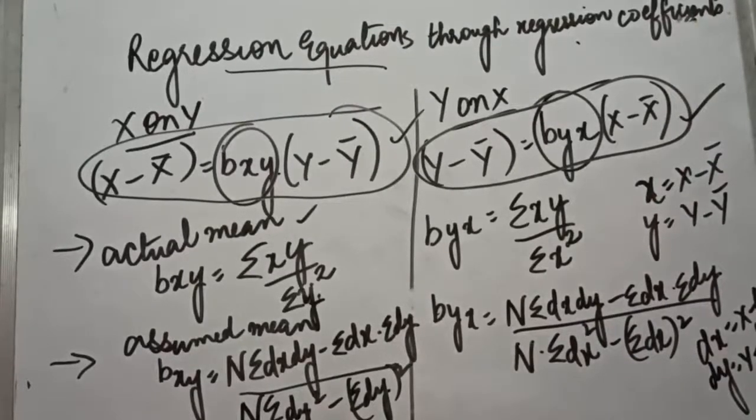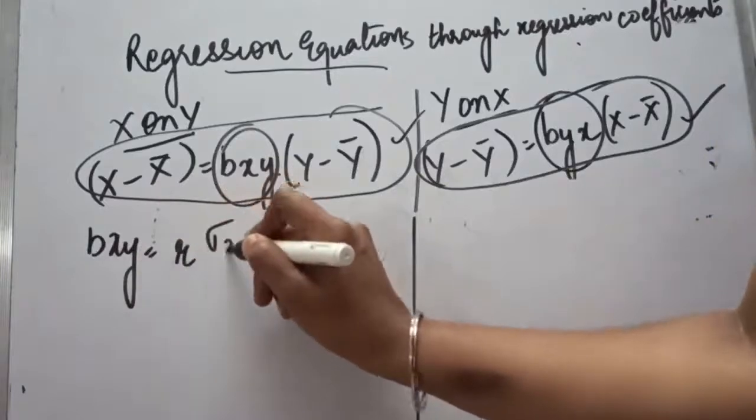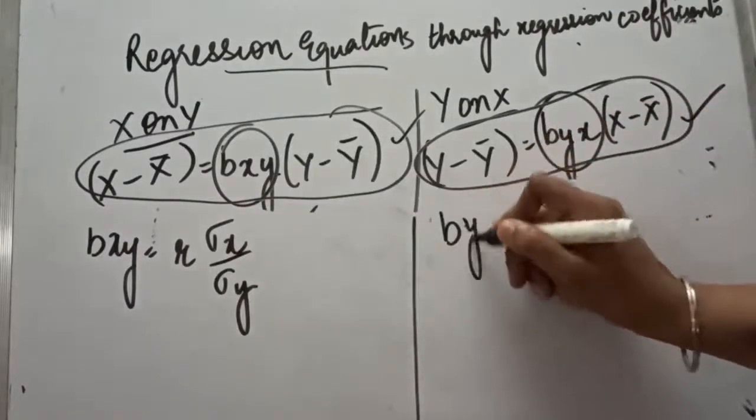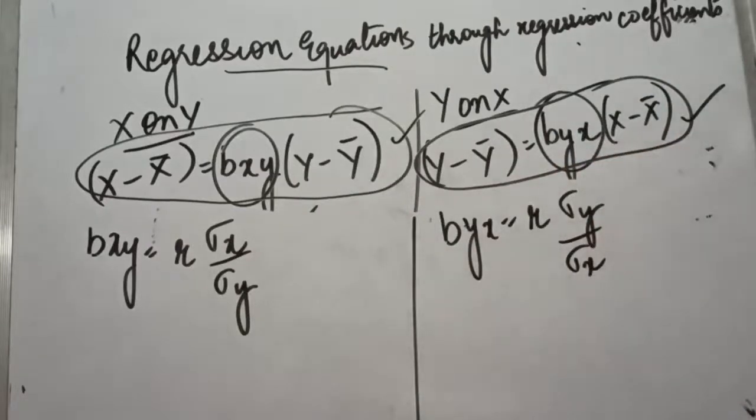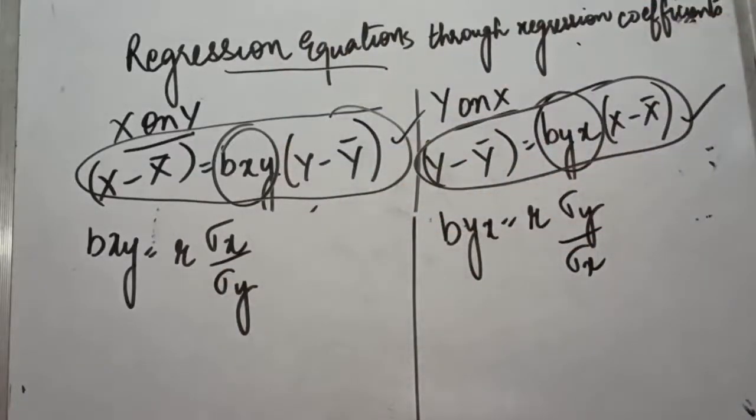Now there can be a third possibility also. In some questions you may be given the correlation or standard deviations. Then we have another formula. In this case for bxy we can apply this formula. If in any question correlation and standard deviations are given, only then you can apply this method. Likewise, bxy will be r times standard deviation of y upon standard deviation of x. Once you calculate these values, you can put them into these equations. Now let us first see the question of the actual mean, how that applies.